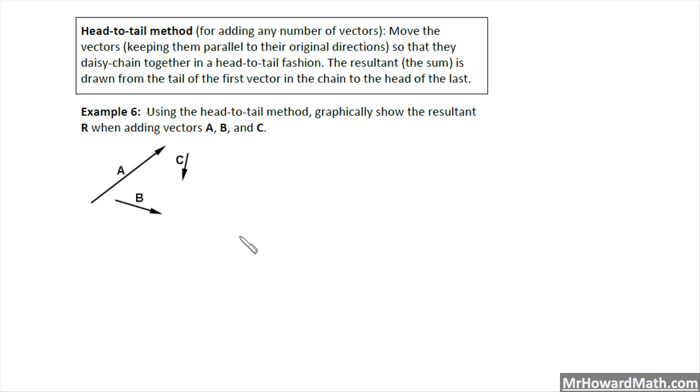The way we're going to do this one, we'll put A first. So we'll have vector A here, and then I'm going to use vector B here. So parallel to that would be about like this. That's vector B. And then C is coming back this way just a bit, like this. So that's vector C. So our resultant vector goes from the tail of the first one, vector A, to the head of the last one. So that would be our resultant vector right there in red.